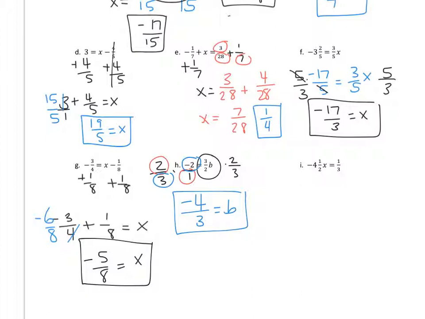And then the last one, I'm going to change to a mixed number or an improper fraction. So it's negative 9/2 x equals 1/3. Multiply this by negative 2/9, cancels out. Multiply this by negative 2/9. There's nothing I can cancel out, so it's negative 2 over 27 is the answer.